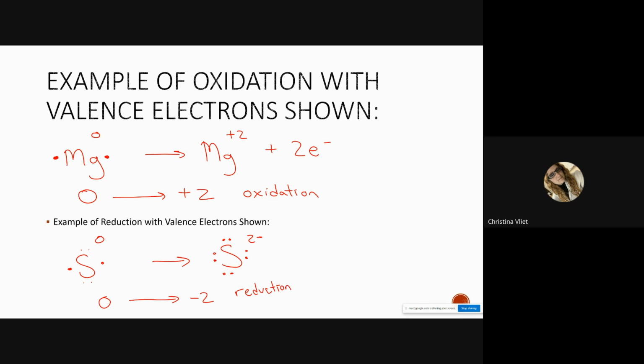So what you're going to have to do is pick out what element has been oxidized and what element has been reduced in a chemical reaction.